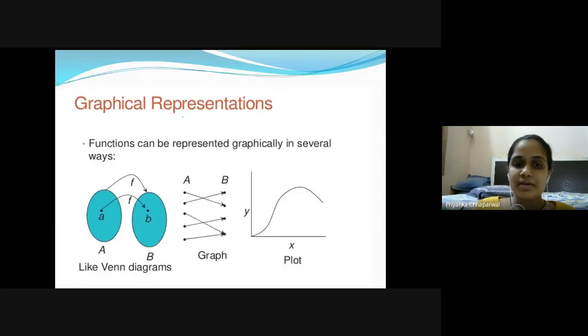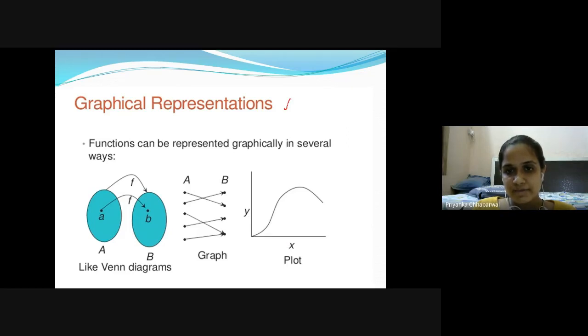So how can we represent the graphical representation of a function? We can represent it by a Venn diagram, by a graph, and by a plot. We can represent a function by a Venn diagram, graph, or plot. So we have the relationship between y and x.